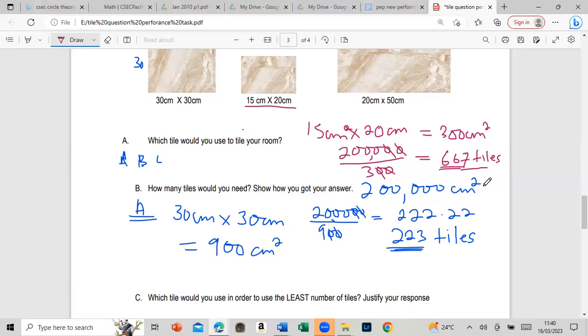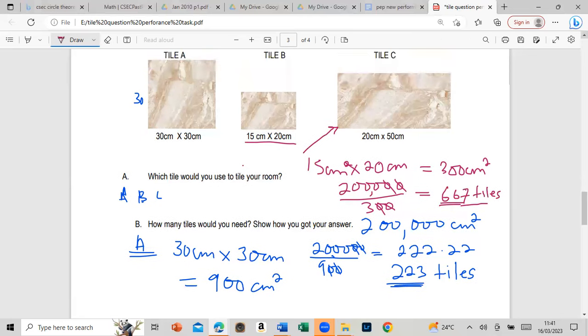Remember, guys, the smaller the tile, the more it will actually take to cover the surface of the area, right? So the bigger the tile, the more space it's going to take. For example, this one is a much bigger tile because it's 20 by 50. Let us find out how many of the big tiles you would need. As I say, this is an SBA type of thing for the CSEC level. I'm going to do it right here. So let me just clear this off.